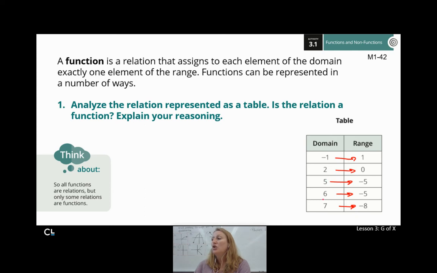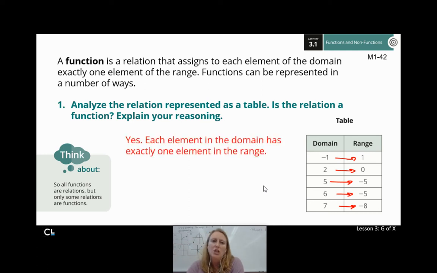Now notice 2 of my inputs gave me the same output. That's okay. So long as when I plug in a number, I only get one answer out, we're okay. So this is a function. Each element in the domain has exactly one element in the range. Every one of these guys only goes to one of these guys. And they had to share. That's okay. Sharing is caring. It's fine. It works.